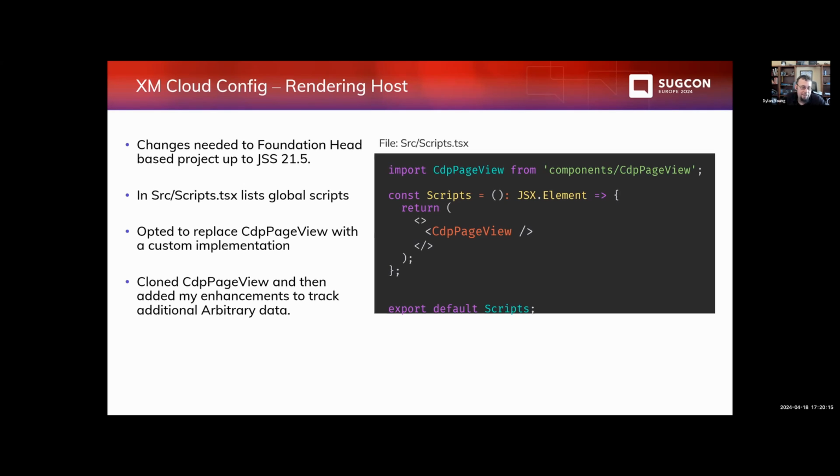So the first thing I did is I opted to replace the default CDP page view. I duplicated it, and then I applied my custom changes within that file, the SUGCON CDP page view. The reason I did that was that if you were going to do an upgrade, I didn't want there to be conflicting changes. So there's a separate file that you can make your changes to, and we're going to make quite a few changes.